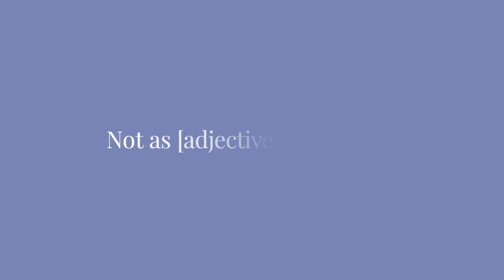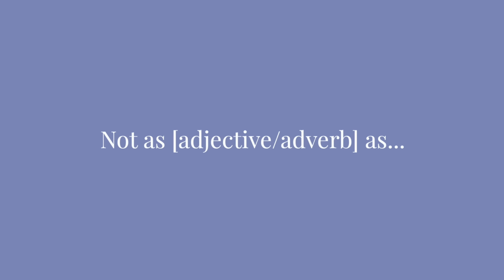And now, number 7 on our list: not as. Here we typically use an adjective or an adverb in this structure. Not as beautiful as, not as quickly as. When we use this structure, we typically use it to highlight that something is less than or inferior to another.